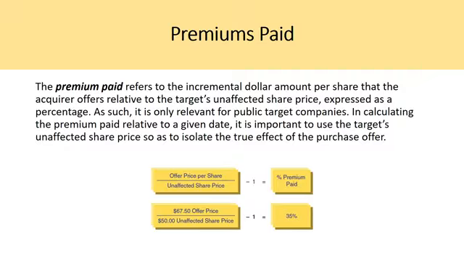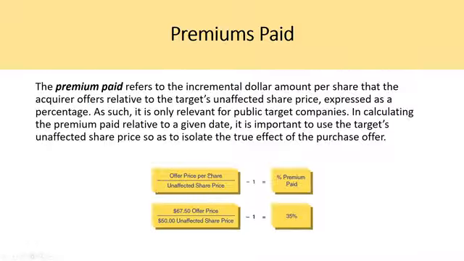Now, the premium paid refers to the incremental dollar amount per share that the acquirer offers relative to the target's unaffected share price, expressed as a percentage. As such, it is only relevant for public target companies. In calculating the premium paid relative to a given date, it is important to use the target's unaffected share price so as to isolate the true effect of the purchase price.